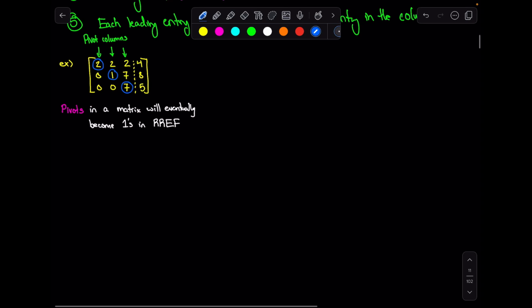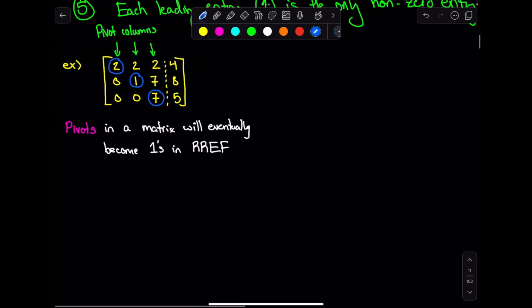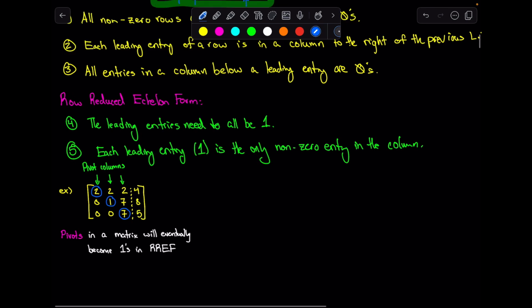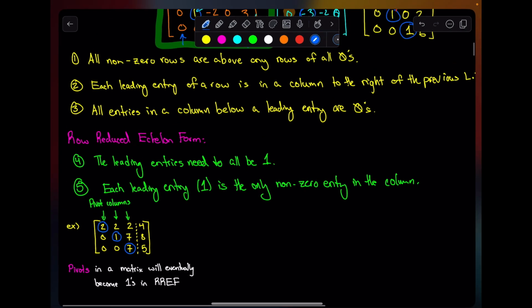So going back to this example that we're working on down here, the goal is to identify what this is. And it turns out this is already in echelon form. It's an echelon form because if we zoom out to the rules, we just go through our checklist, right?